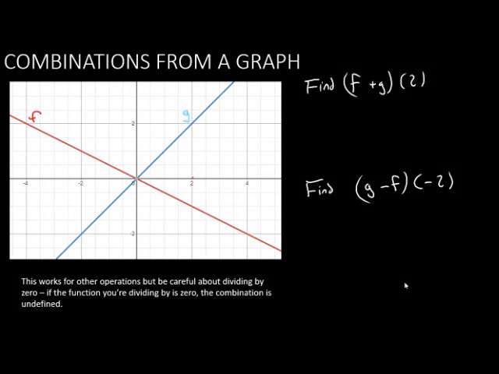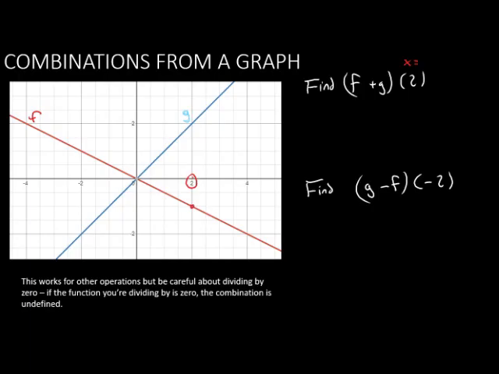In this problem, we'll perform another combination, but this time we'll use a graph rather than a system of functions. Our first question says to find f plus g at 2. We'll begin by locating x equals 2 on the x-axis. We'll now read the values of f and g off at that x value.